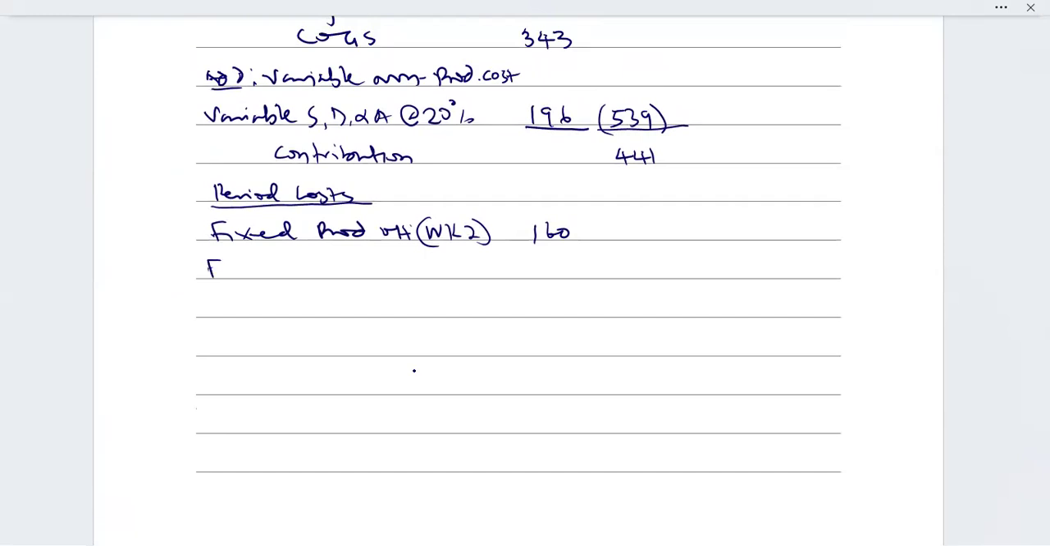So here is fixed selling, distribution, and admin, working number 3, which is 90,000. So add the two together, that's 250. 250 minus 441, what do you get? 191. This 191 is called profit before tax. Let's go to the question. Are you given income tax?